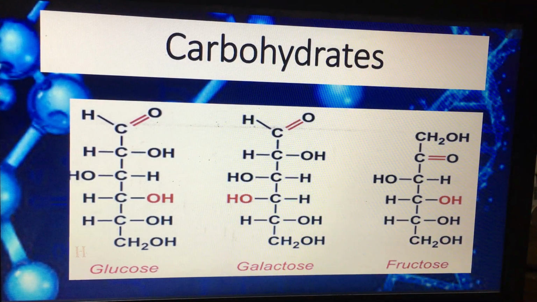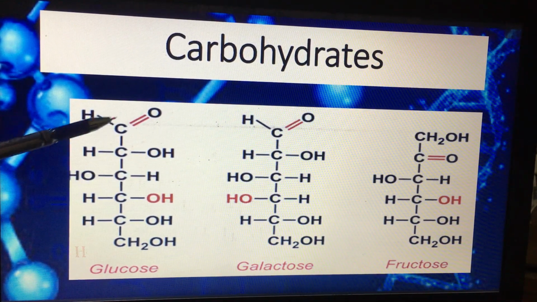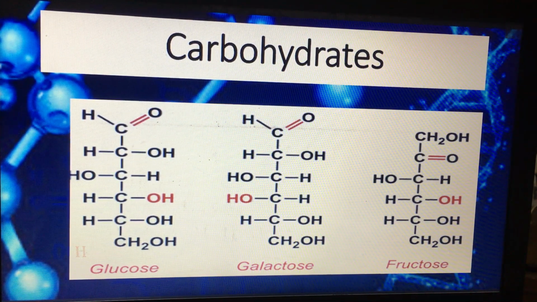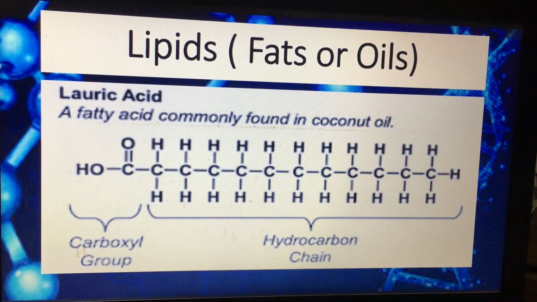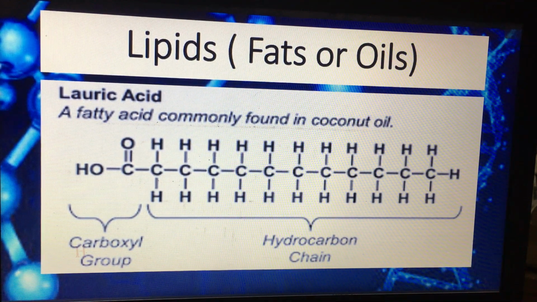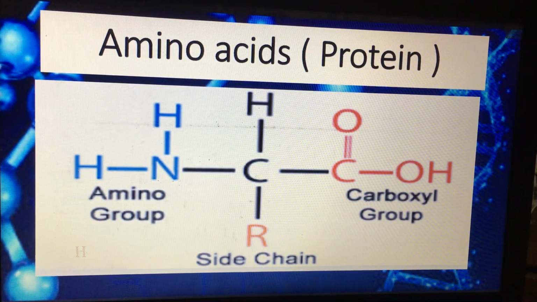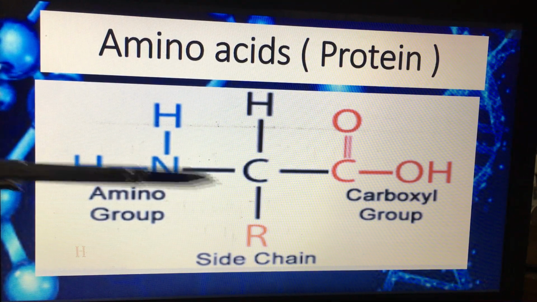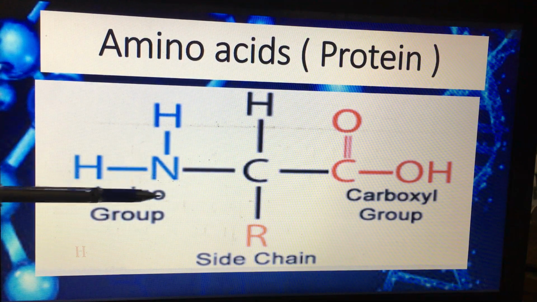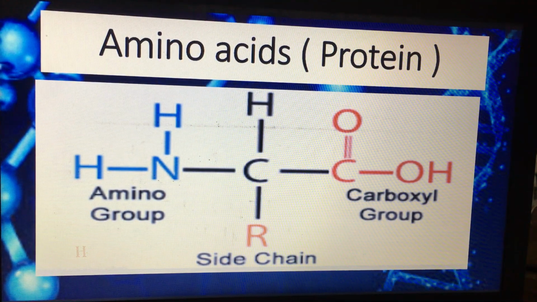Some organic molecules contain only carbon, hydrogen, and oxygen, such as carbohydrates and lipids. But some molecules, like amino acids, contain carbon, hydrogen, oxygen, nitrogen, and sometimes sulfur. So proteins or amino acids contain the main elements carbon, hydrogen, oxygen, and nitrogen, and sometimes there will be sulfur.